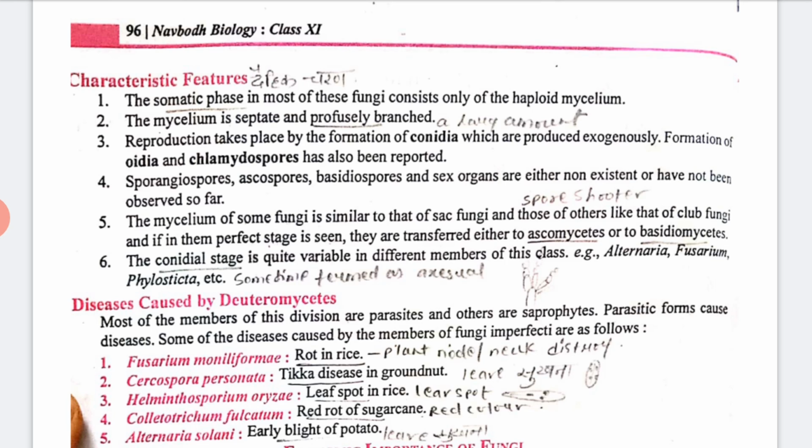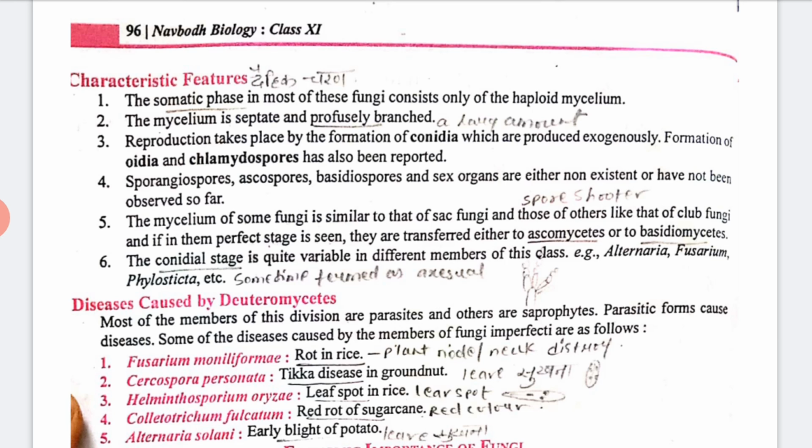Now, some diseases are also caused by the Deuteromycetes. So let us see the diseases. Most of the members of this division are parasites, and others are saprophytes. Parasites cause disease, and some diseases are caused by members of fungi imperfecti also.